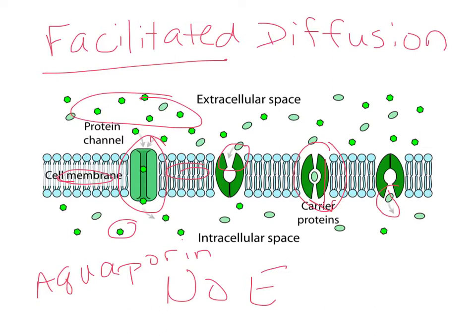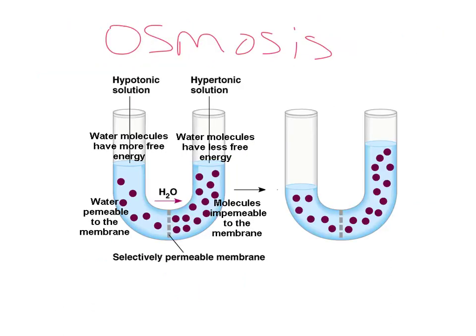So they're still going down, or with the concentration gradient. Rounding out our types of passive transport, we have osmosis. Hopefully y'all remember osmosis is the diffusion of water. It's not going to require any energy. It's a type of diffusion, so no energy, going from high to low concentration.